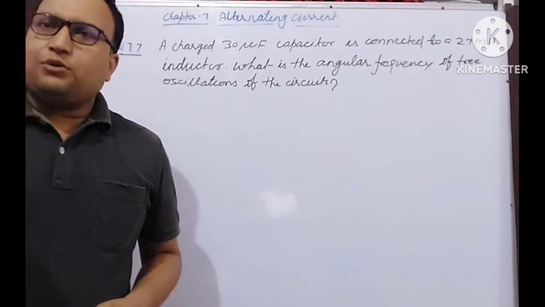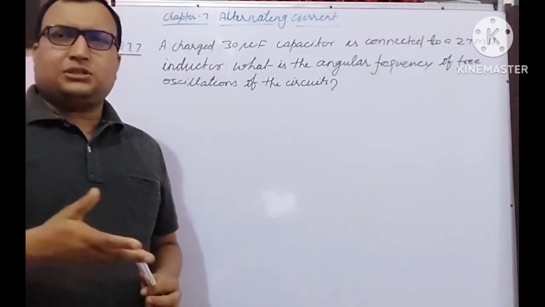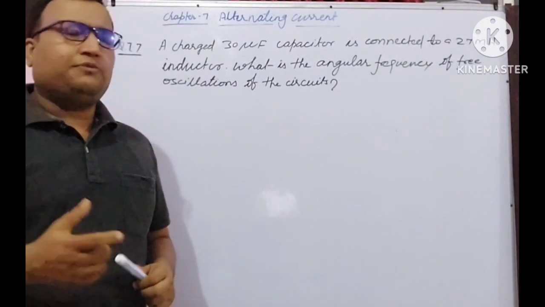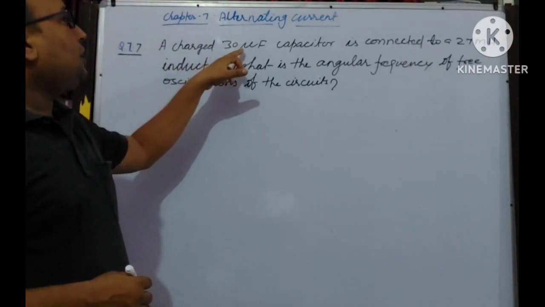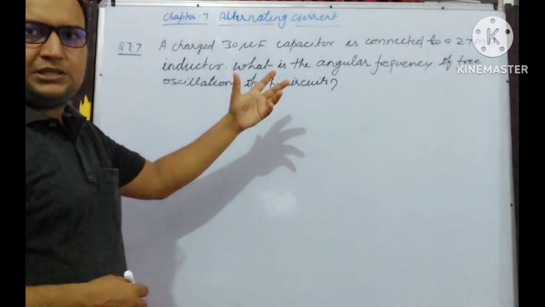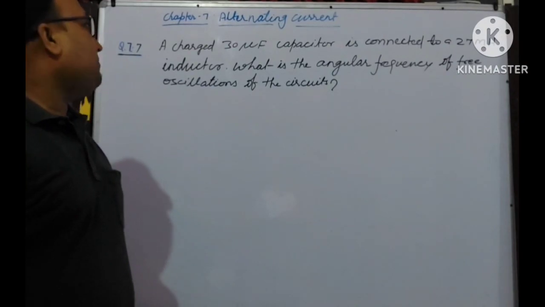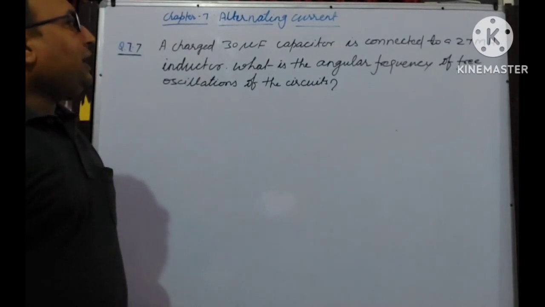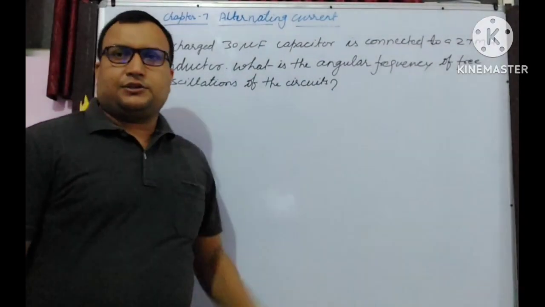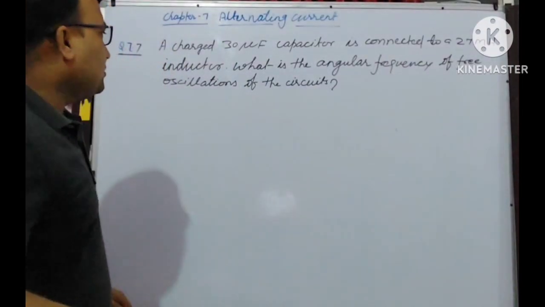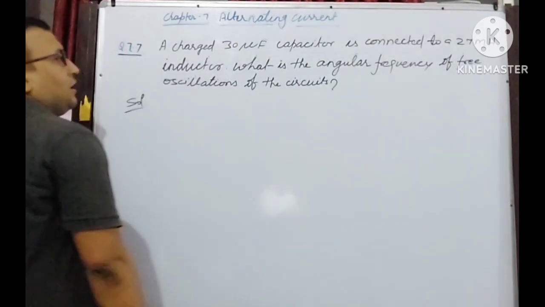Now we are going to solve question number 7.7. This is a very easy question. Just now we solved the previous question, and there we used the formula. The question is: a charged 30 microfarad capacitor is connected with a 27 mH inductor. What is the angular frequency of free oscillation of the circuit?